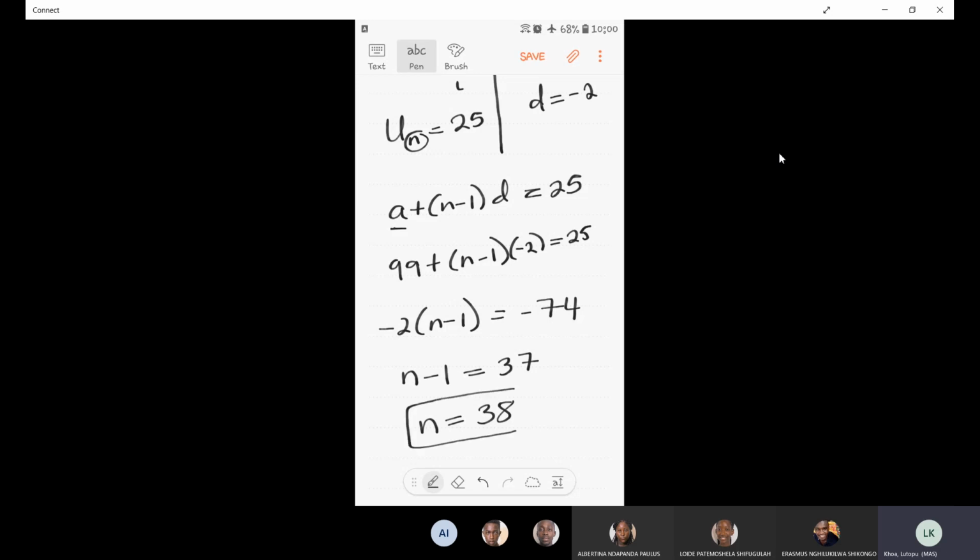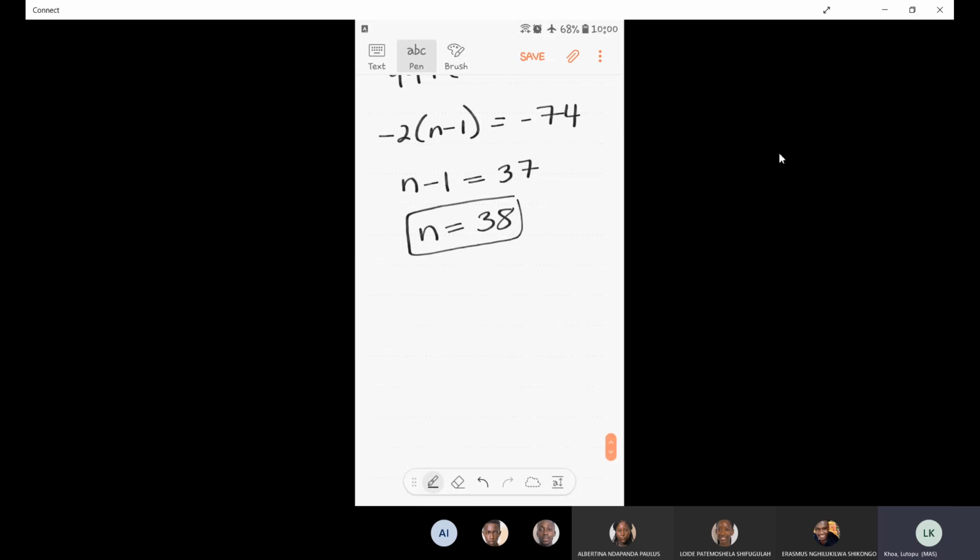Okay, so now that I know what n is, I will check using both formulas if they give me the same sum. So I start with, here I will write S38 because that is the sum that I'm looking for. It's the sum of the first 38 terms. This is 38 over 2. The shorter formula uses the first term and the last term, which is 25. And then you work this out on your calculator. You get 2,356. So that's what you get.